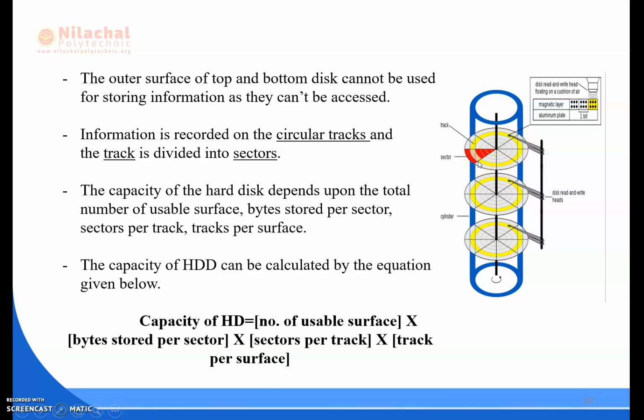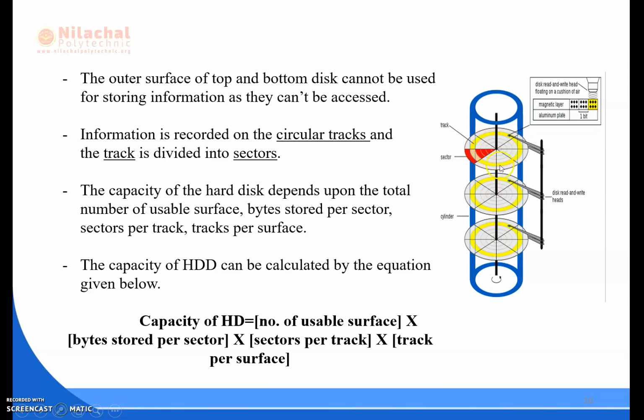The capacity of the hard disk depends upon the total number of usable surfaces, the bytes stored per sector, the sectors per track, and the tracks per surface. So when we find the capacity of a hard disk, it is calculated by the equation: how many usable surfaces are there.